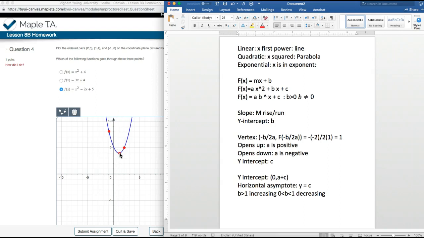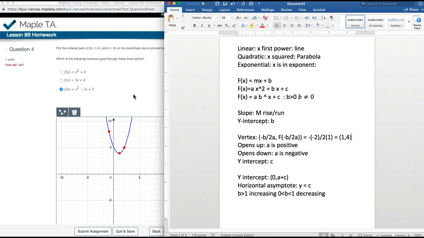To find the y coordinate of the vertex, I would plug 1 back into the function. 1 squared is 1. Negative 2 times 1 is negative 2. 1 minus 2 is negative 1. Negative 1 plus 5 is 4. So I end up with the vertex of (1, 4), which matches the point and the vertex. So we went through lots of different ways that you could go ahead and figure that out, or to graph it on your own. Lots of different things to work out on that one.